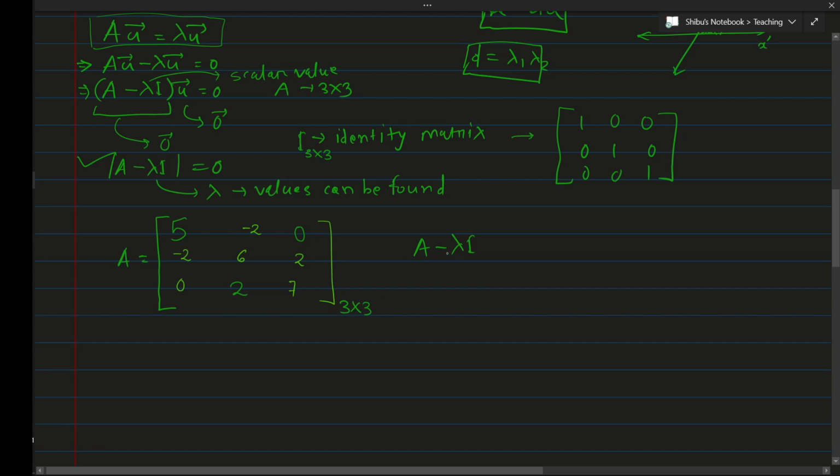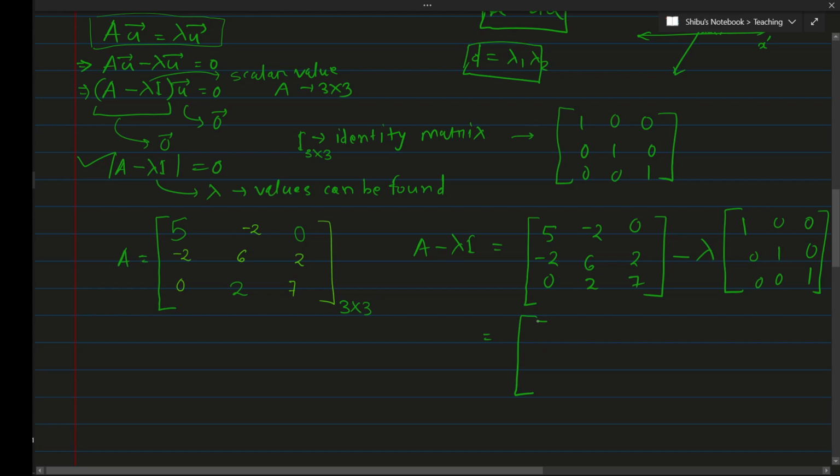So let's do this operation. Let's try to find out this matrix, because we'll try to find out the determinant then. So our matrix A is 5 minus 2 0, minus 2 6 2, and 0 2 7, and minus lambda into our I, which is 1 0 0, 0 1 0, 0 0 1, right? Then we can multiply this lambda with all these 1s, and then again we'll subtract this. So the corresponding elements will get subtracted.